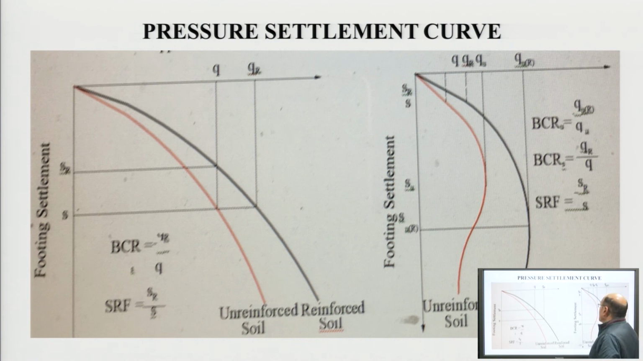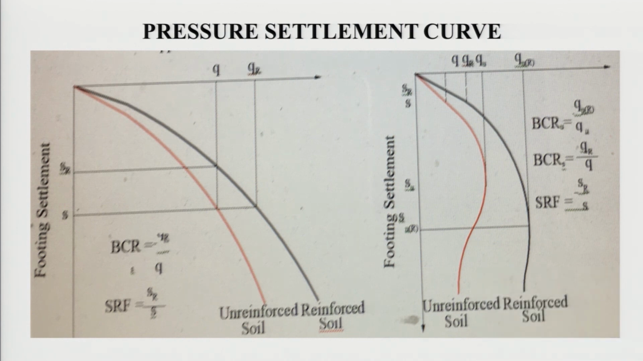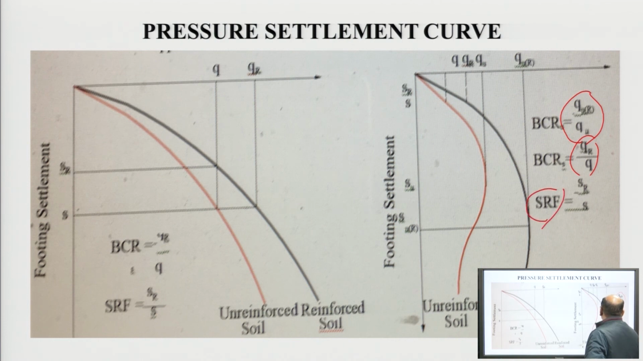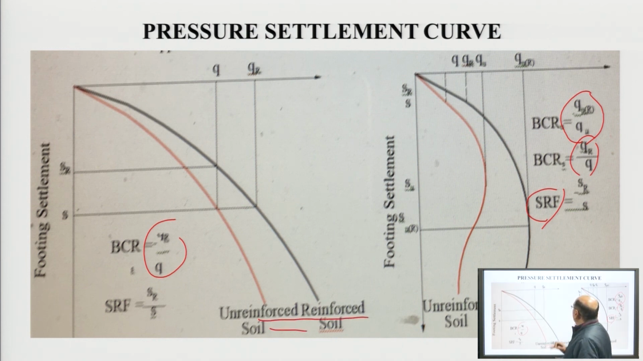So, now we can go for the pressure settlement curve, and we can see here this is the footing settlement, and BCR we have Q by Q. So, here we can say Q 0 by Q u, the BCR for the reinforcement Qr by Q, and safety Sr by S. And the same way this is the unreinforced soil, and we have a pressure settlement curve.